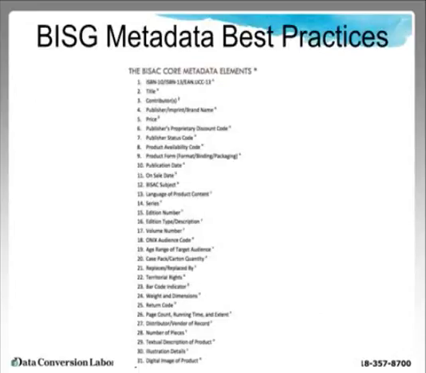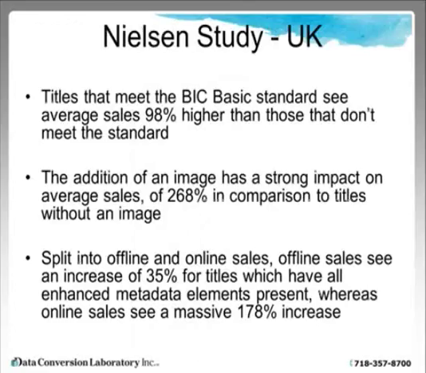These are a list of the core metadata elements that the Book Industry Study Group has put together for organizations that are sending out metadata to vendors and data aggregators. There are 31 data points. I've included a link to this at the end of the presentation, but as you can see, these are the data points that I covered in the previous slides.